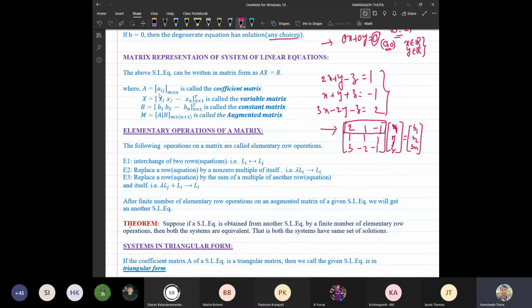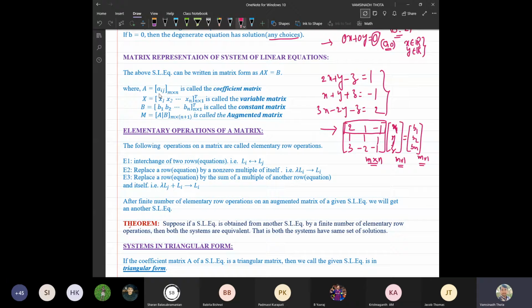Now, what about the order of these matrices? The order of the coefficient matrix is the number of linear equations given by the number of unknowns in the problem. That is m by n. Now, what about the order of the variable matrix? It is n by 1. It is a column matrix. And what about the order of the constant matrix? It is m by 1, the number of equations by 1.